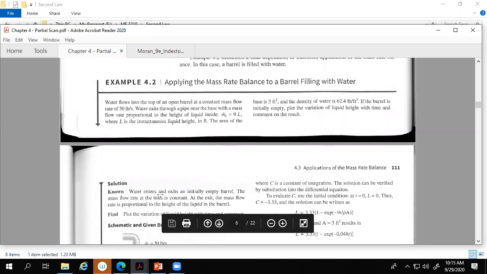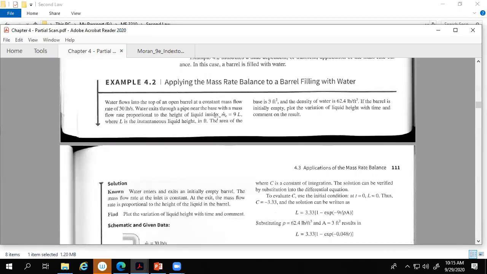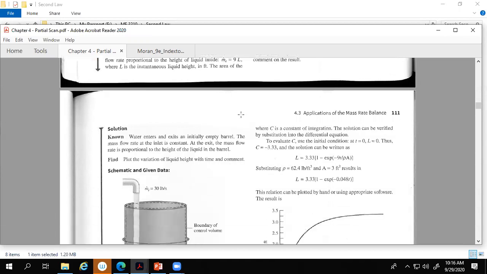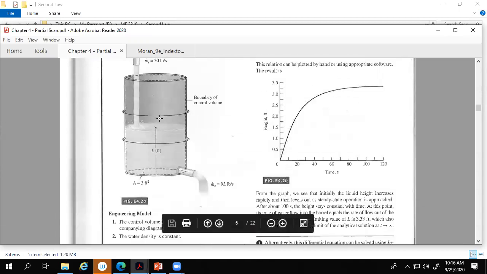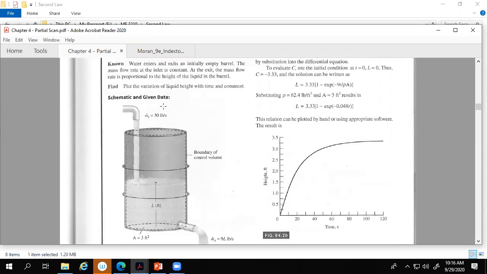Water flows into the top of an open barrel at a constant mass flow rate of 30 pounds a second. Water exits through a pipe near the base with a mass flow rate proportional to the height of the liquid inside. So he's got this nice little relationship he's going to give us for m dot E. He says it's 9 times L, and L is the depth of the water above the bottom of the tank. Let's see how far we can get up here.